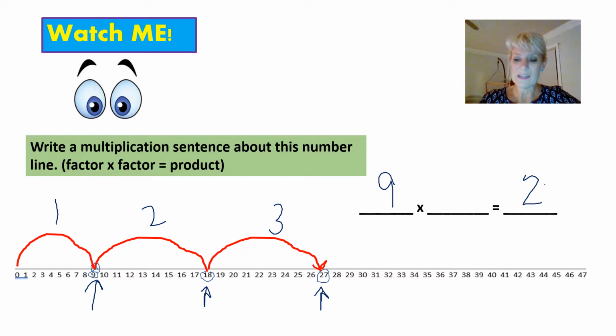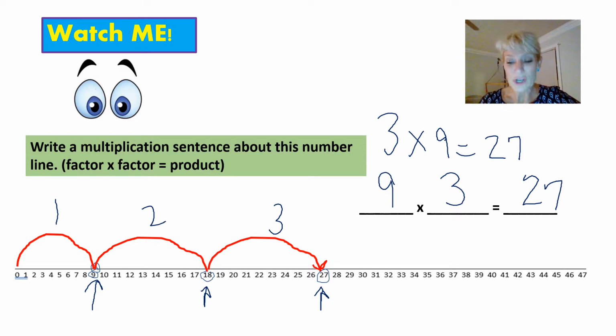So where you end up landing is going to be your product, which is going to be the answer to a multiplication problem. Now I did 3 jumps here. So I went over 9 3 times. So 9 times 3 is 27. Now remember, we could say 3 times 9 is 27 because it means the same thing, but right here we've just shown 3 jumps of 9. All right, so my answer is 27.